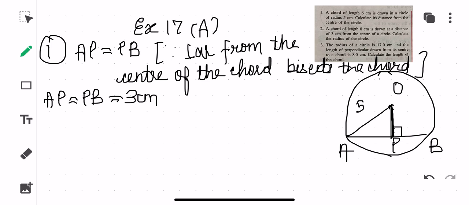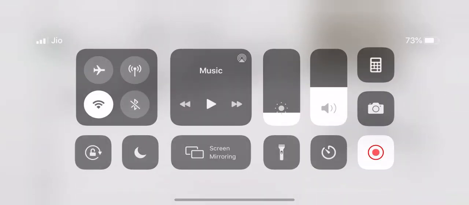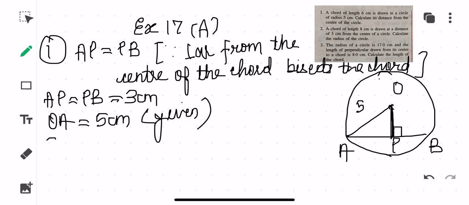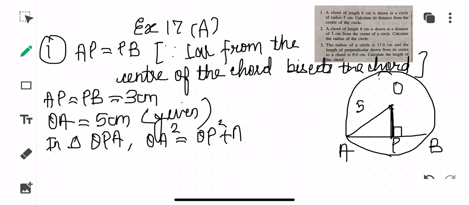Okay, so now you will be writing that AP is equal to PB is equal to 3 cm, and further you will be writing OA is equal to 5 cm, that is given already. Then you will be writing that in triangle OPA, OA square is equal to OP square plus AP square. Here also you will be writing the reason. What is the reason? This is by Pythagoras theorem. Okay, so this is the reason.